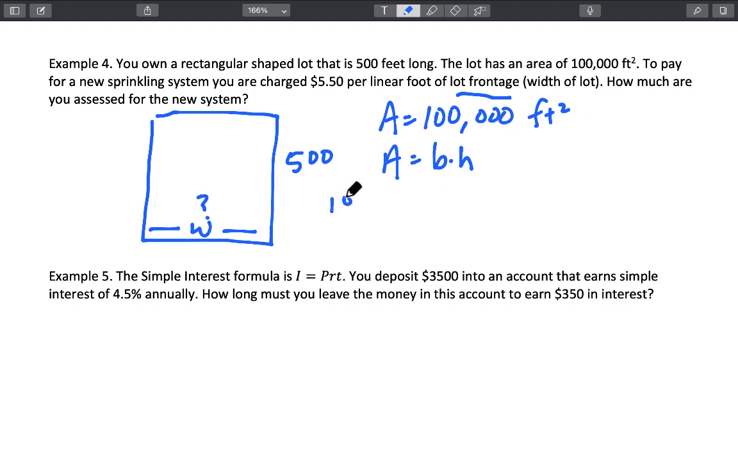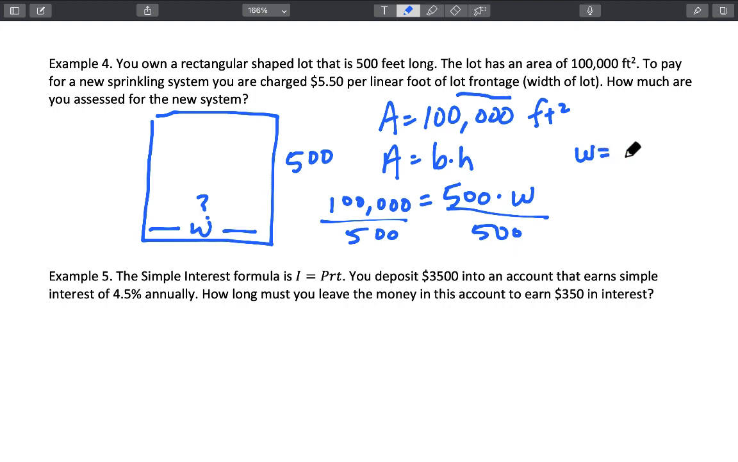So let's plug in what we know. We know that our area is 100,000. Sorry, the length is 500, and the width is what we're going to try to find. So we'll say 500 times W. All right, now in order to find out what the width of this field is, we need to divide both sides by 500. When we do that, we're going to come up with a width of 200 feet.